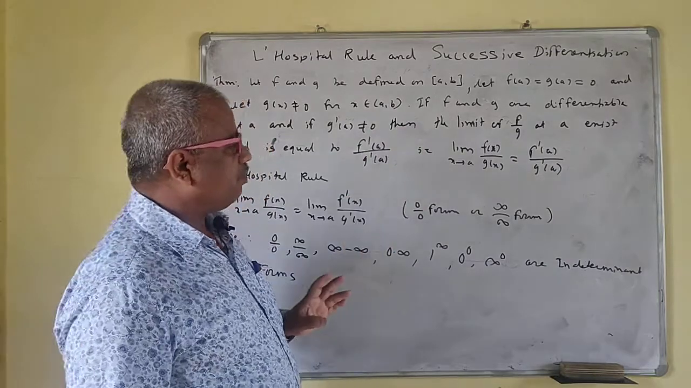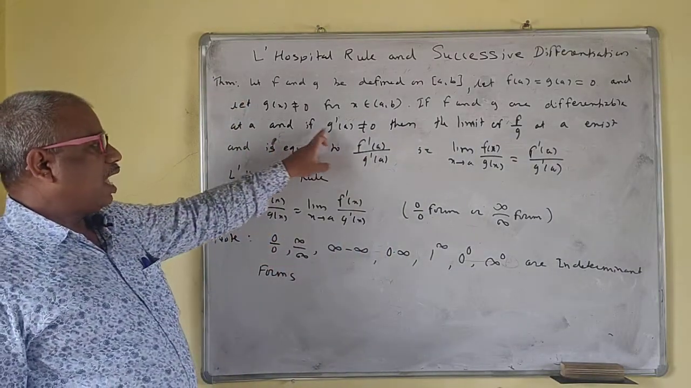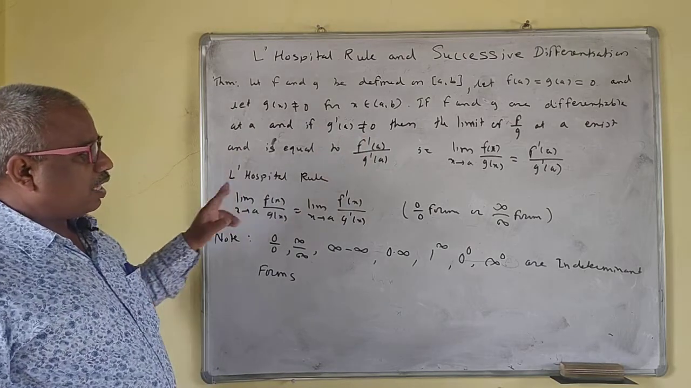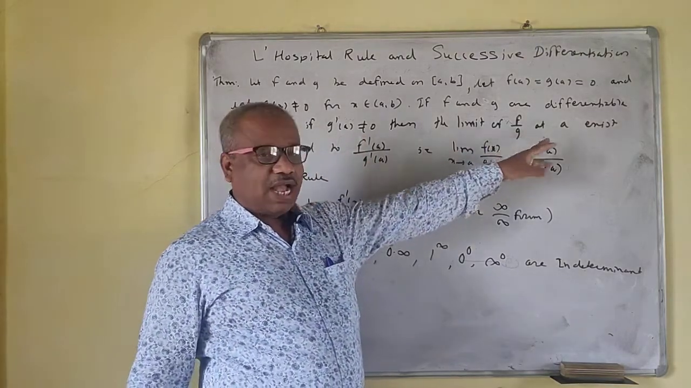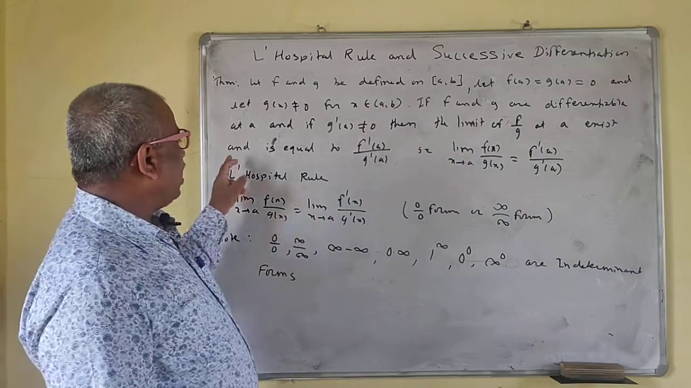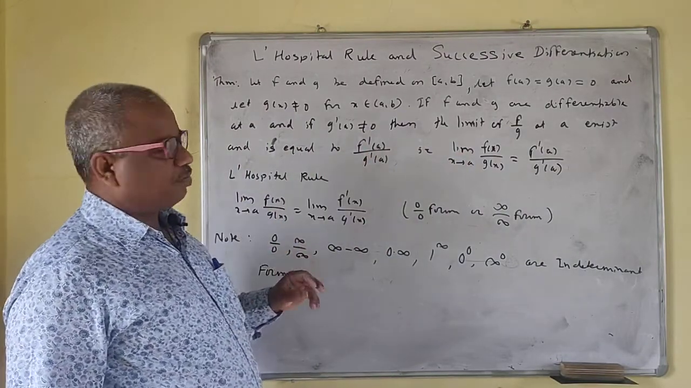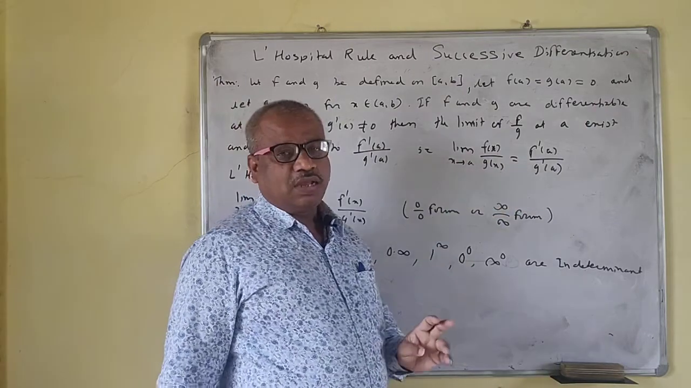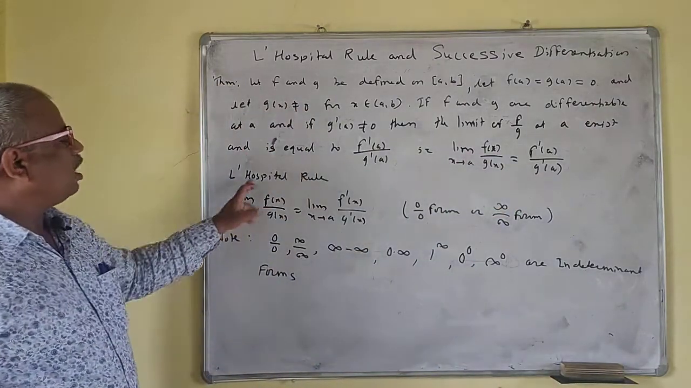If f and g are differentiable functions at a, and the derivative of g is also not equal to 0, then the limit of f upon g as x tends to a exists, and it is equal to f prime a upon g prime a. That means limit x tends to a, f(x) upon g(x) is f'(a) upon g'(a). And this is the L'Hospital's rule.